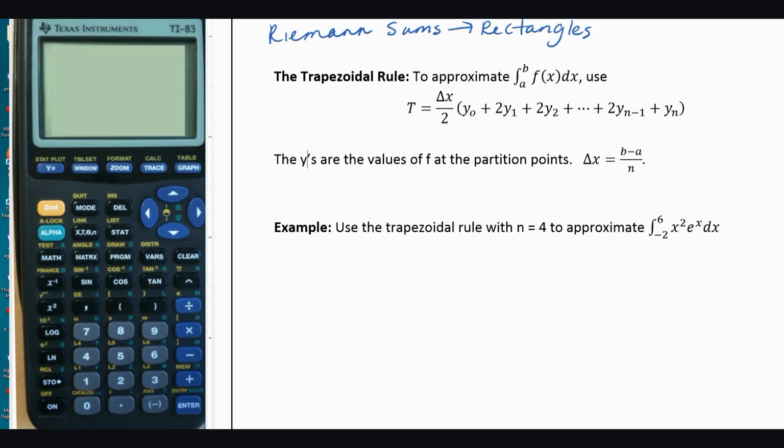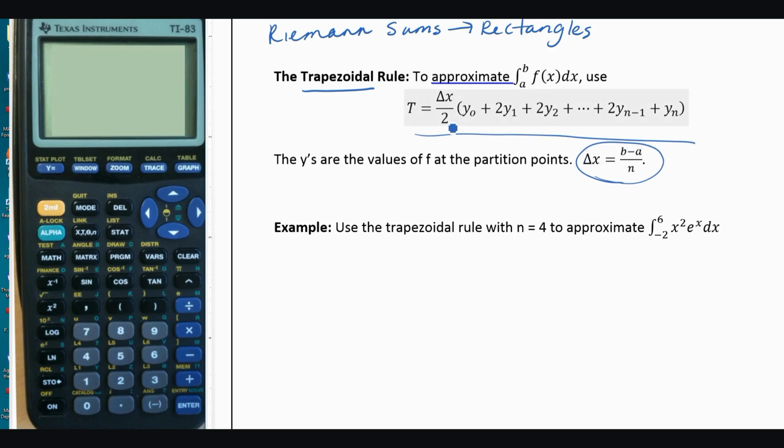One thing that we could do is we could use trapezoids. So the trapezoid rule is the exact same idea as Riemann sums, except we're using trapezoids. And we kind of have a formula for it right here. So we're going to have delta x over 2, where delta x is those widths. We thought of them as the base of our rectangle. So to do that, you do b minus a over n.